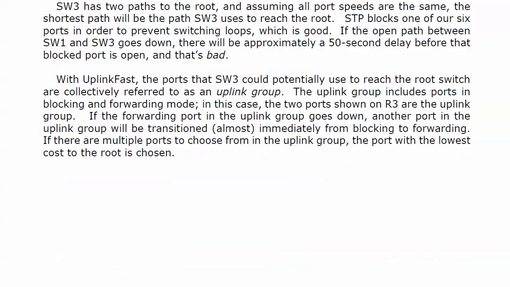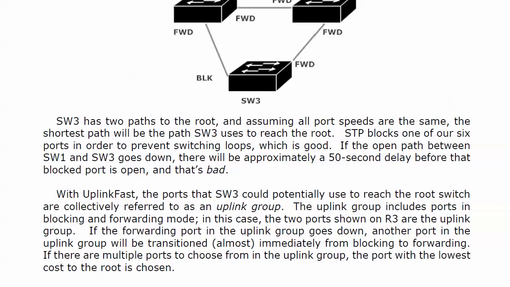Well, with uplink fast, the ports that switch 3 could use to reach the root are collectively referred to as an uplink group. Now, this uplink group concept includes ports in blocking and forwarding mode, and in this case, the 2 ports that you're seeing shown on S3, the one that goes straight to switch 1 is in forwarding, the one that goes off to switch 2 is in blocking. That's our uplink group. Well, if the forwarding port in the uplink group goes down, the link goes down, something happens to the port, whatever, another port in the uplink group is going to be transitioned almost immediately from blocking to forwarding.